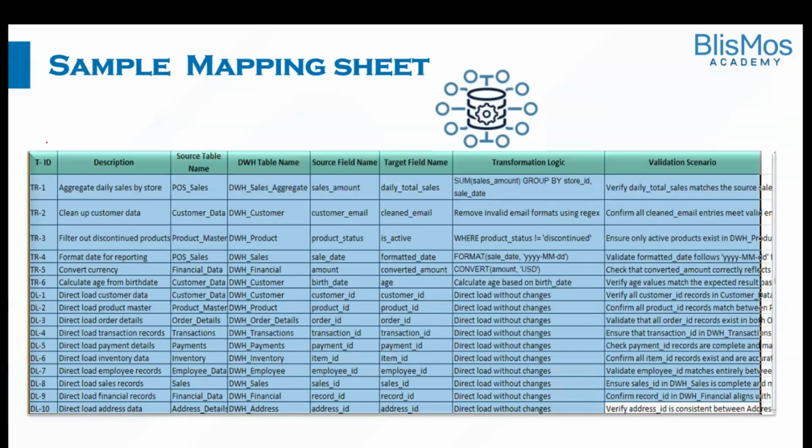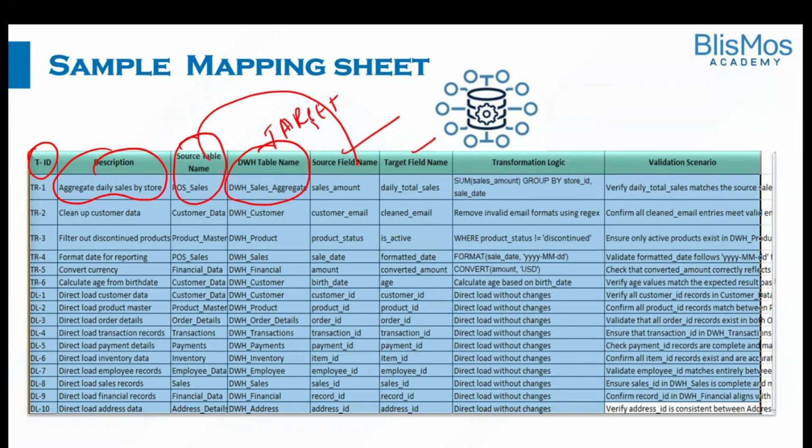As I said, transformation ID, description. What are you trying to do? What is the name of the source table? What is the name of the target table? And the source field name and target field name. The source field name is from the source table, and the target field name is from the target table. What is the transformation logic and what is the validation scenario?